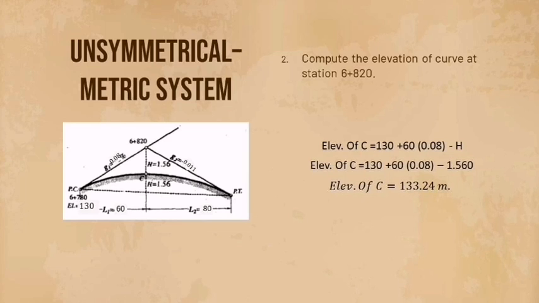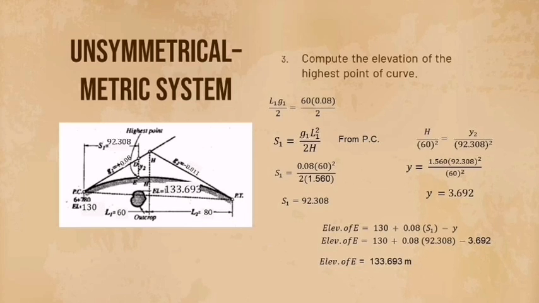Elevation of C is equal to 130 plus 60 multiplied by 0.08 minus h. Our value of h is 1.560. So if you put that into the formula and compute, you will get the elevation of C is equal to 133.24 meters. So for number 3, compute the elevation of the highest point of the curve.